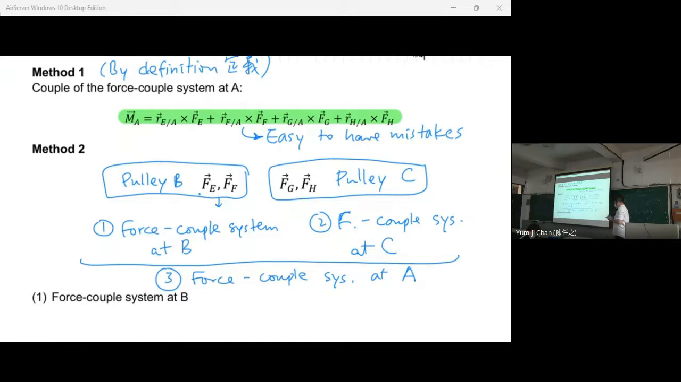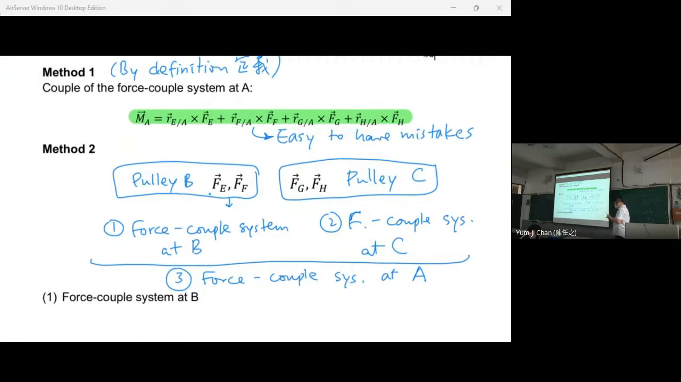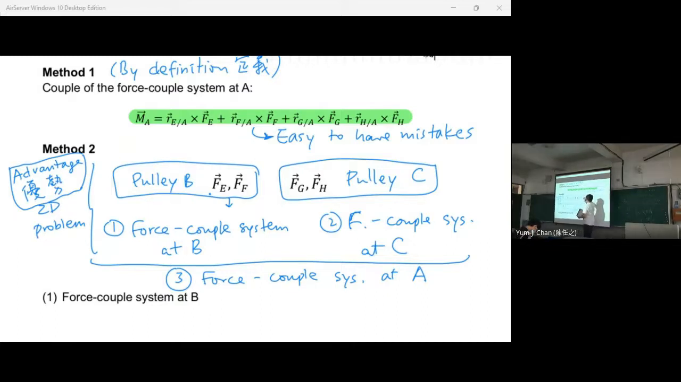The advantage of this is that this is a 2D problem for steps 1 and 2. These are 2D problems because they are all on the pulley. Okay.